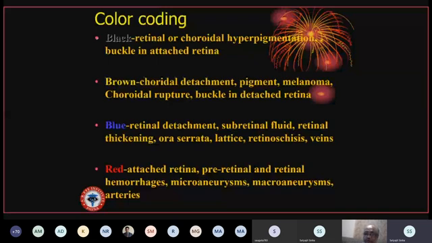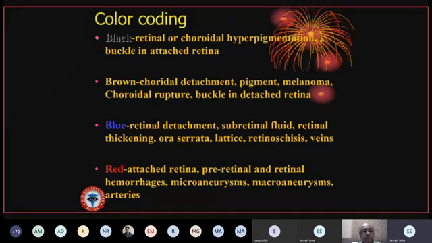Black color coding is for the retinal or choroidal hyperpigmentation, a buckle in the attached retina. Brown, anything in the choroid is brown: a choroidal detachment, pigment, melanoma, choroidal rupture, buckle in the detached retina is all color-coded brown. Blue, we all know, is an off retina, that is retinal detachment, a subretinal fluid, retinal thickening, the ora serrata, it could be black or it could be blue, lattice degeneration, or retinoschisis, veins, they are all color-coded blue.